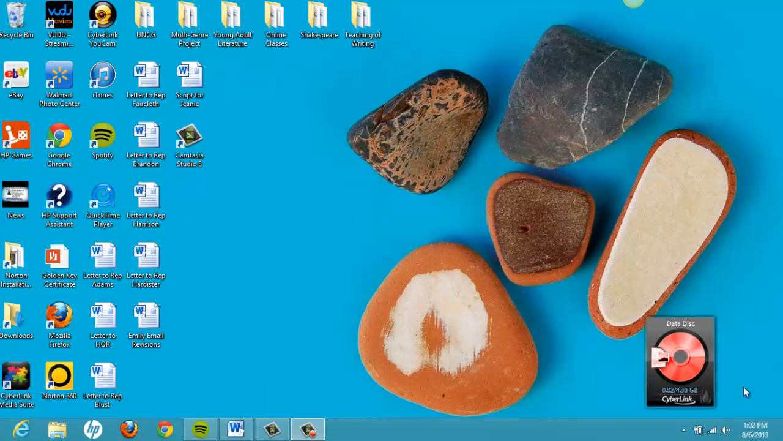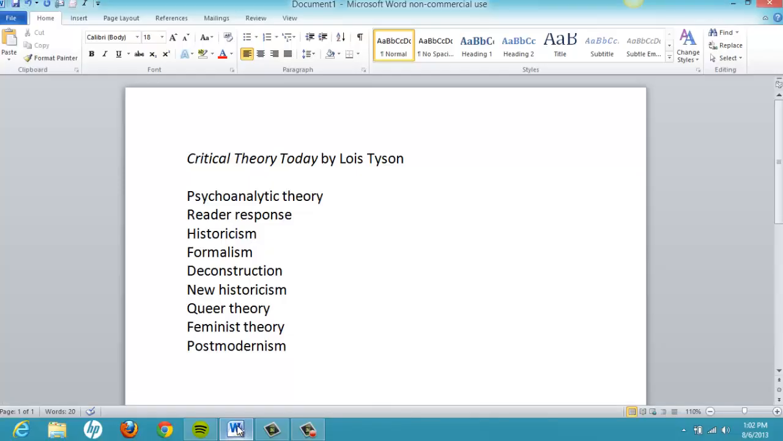I'm going to look through my book from English 303, Critical Theory Today by Lois Tyson, to remind myself of what critical theories there are. I remember this book being way easier than the other one in class. According to this book, there are several types, but I wrote down the ones that I remembered the most: psychoanalytic theory, reader response, historicism, formalism, deconstruction, new historicism, queer theory, feminist theory, postmodernism. Okay, I vaguely remember some of these.